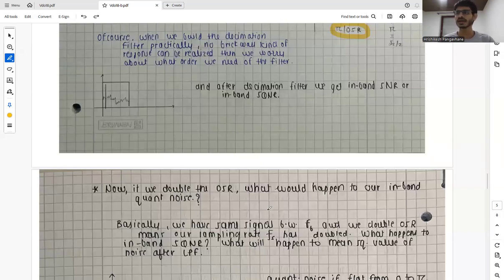So basically, we have the same signal bandwidth, FB. So we have a signal which is the same. So FB is the same. And if we double the OSR, which means our sampling frequency or sampling rate has doubled, what happens to the in-band SQNR if Fs has doubled? Or basically, what will happen to the mean squared value of the noise after the low pass filter?